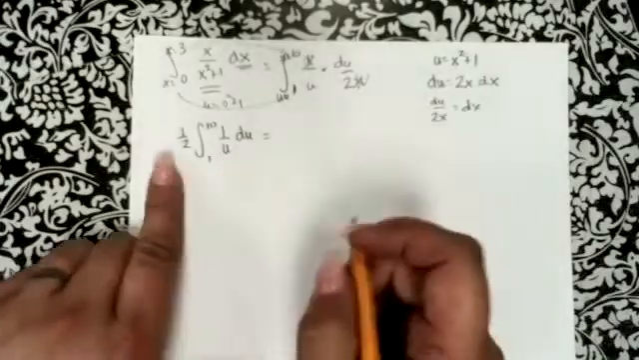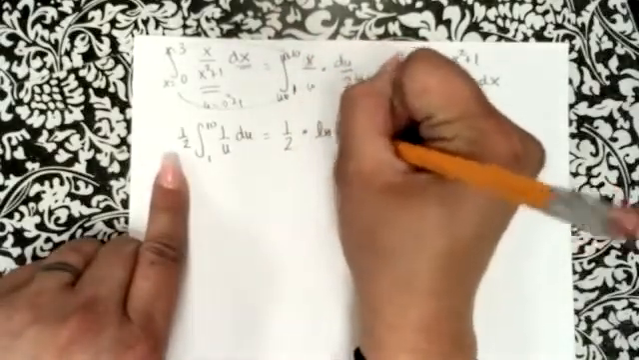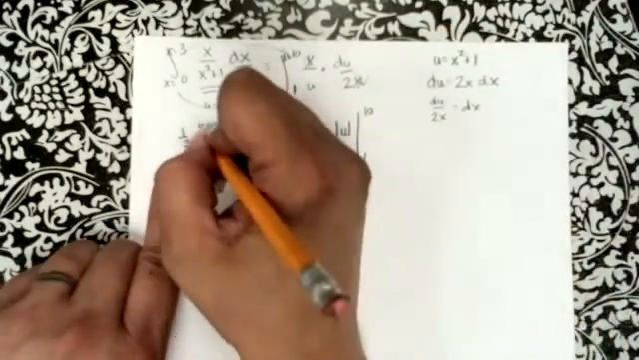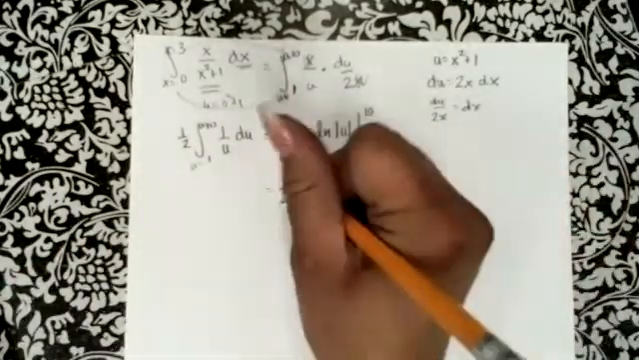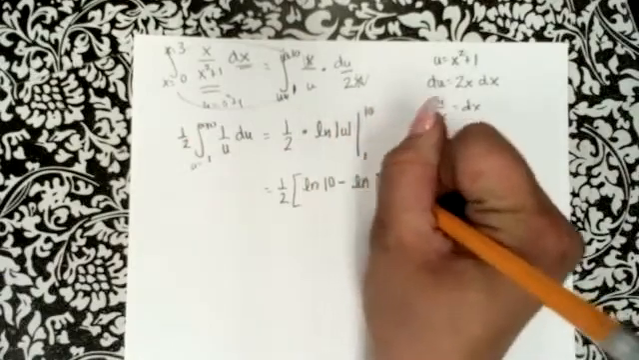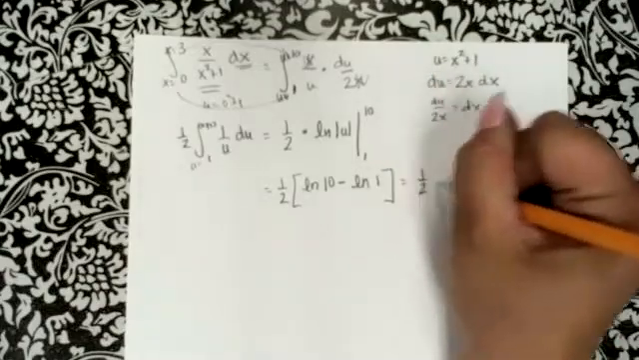Antiderivative of 1 over u is natural log, so this is 1/2 natural log of absolute value of u. And because these are in terms of u, I could just straight plug them in. So that would be a natural log of 10 minus natural log of 1. The natural log of 1 is 0, so your final answer is 1/2 natural log of 10.